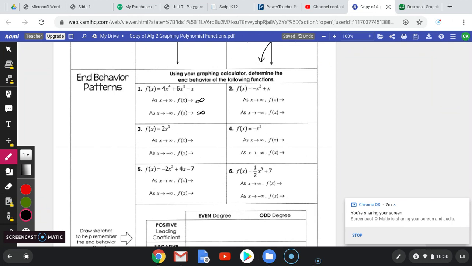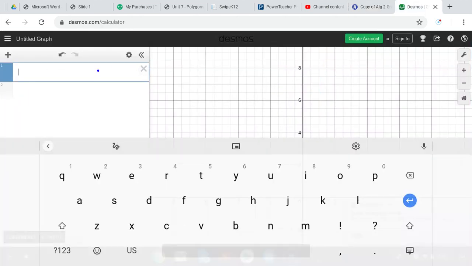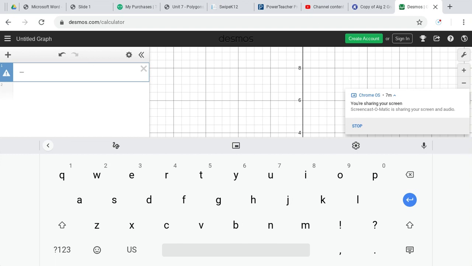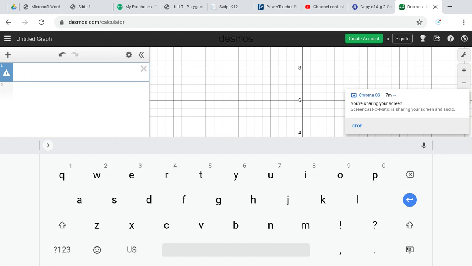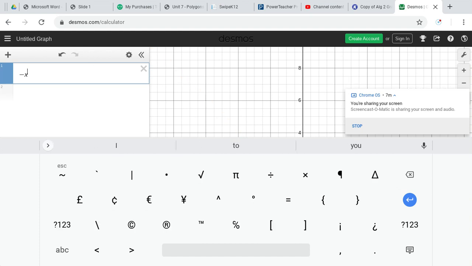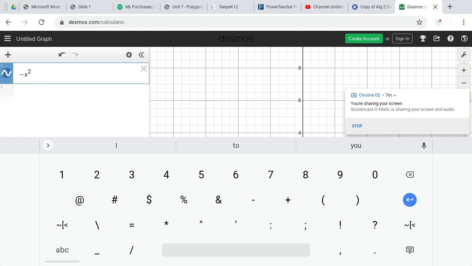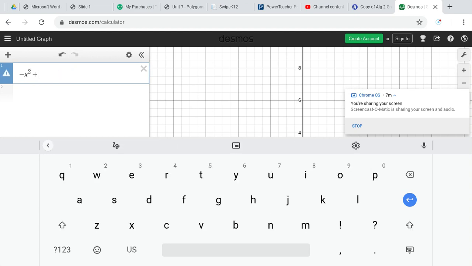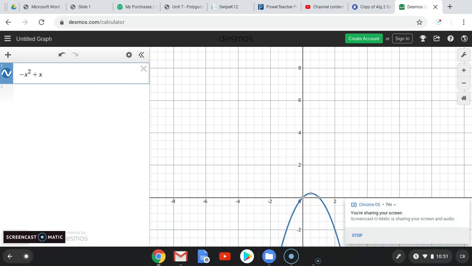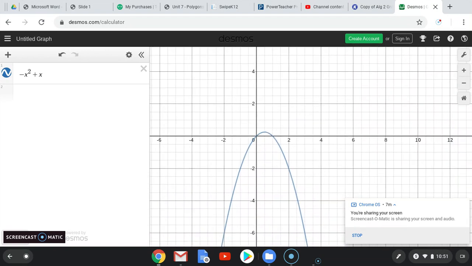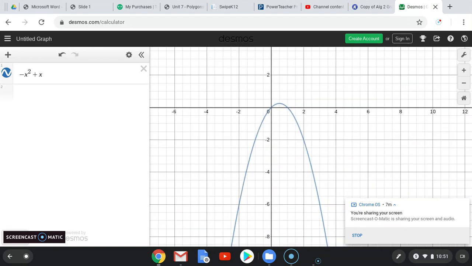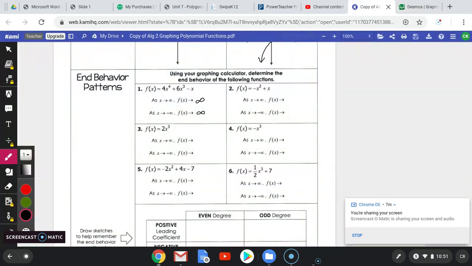Well, what if I have negative x squared plus x? So let's do that one. So negative x squared plus x. What does that look like? Again, something going around right here, but if I look here as I approach to the left and to the right, now it's going down. So my end behavior is negative infinity because it keeps getting smaller y values.